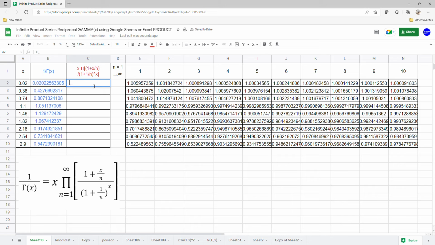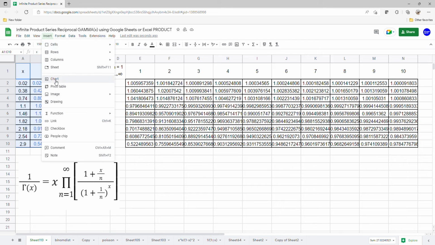So product of the x values, so values from 1 to 10, another. And to continue, this is multiplied by x, so that's x times. Now we can drag this downwards. And we'll chart this.